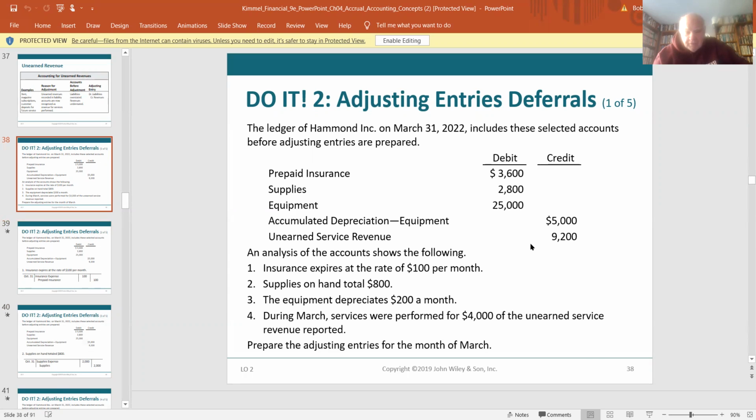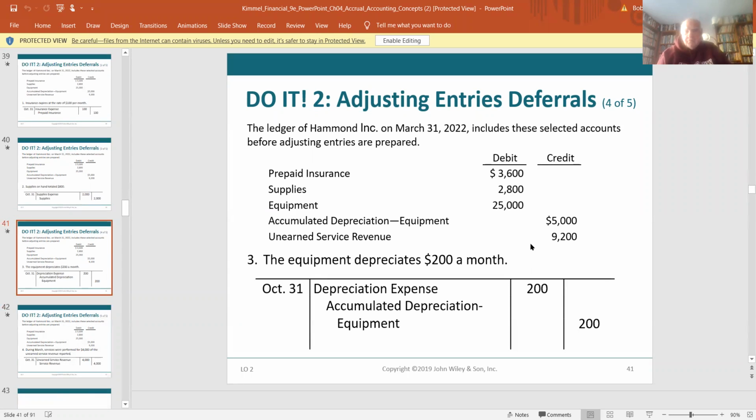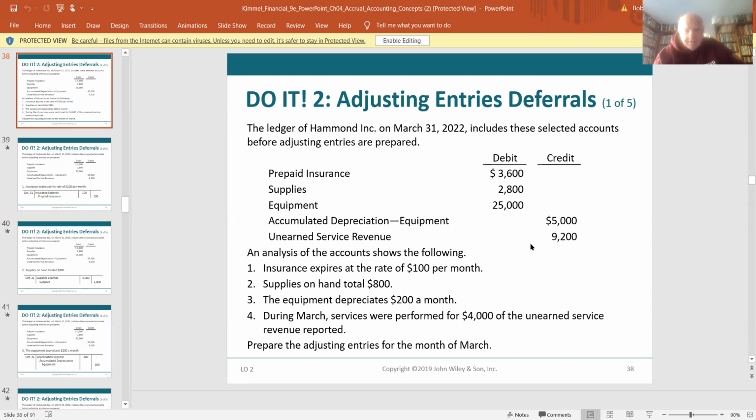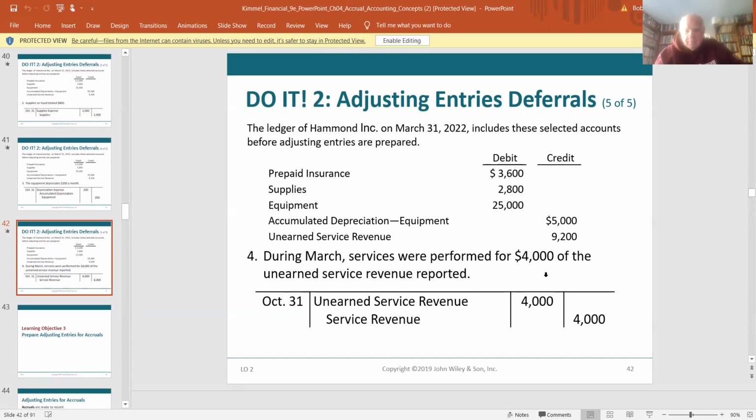The equipment depreciated $200 a month. This one's pretty easy, $200 a month. We know the journal entry is going to be a debit to depreciation expense and a credit to accumulated depreciation. And then the last one, during March, services were performed for $4,000 of the unearned revenue. Well, the unearned revenue was $9,200. They're telling us that they performed $4,000. So $4,000 is the revenue recognition. And there it is right there. You debit unearned revenue and you credit regular revenue.